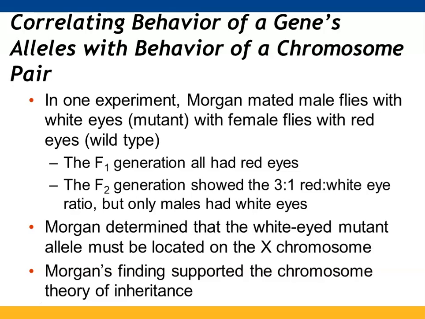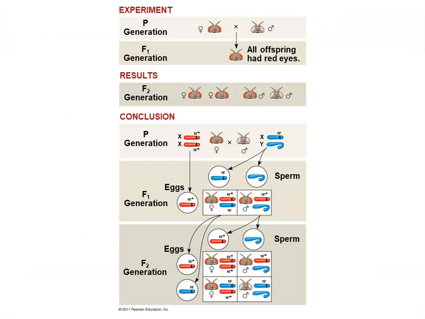When those offspring were mated, they produced the 3-to-1 ratio that we would expect to see, but it was only the males that had the white eyes. And so if only the males were able to have white eyes, this eye color gene had to be present on the X chromosome, and the females weren't getting both copies of that mutant allele. So this was just some support for this theory of inheritance with chromosomes. And there you can see it from the male and female perspective. You see a physical representation of F1, F2, and what that had to tell us about the alleles and where they were found on the chromosomes.